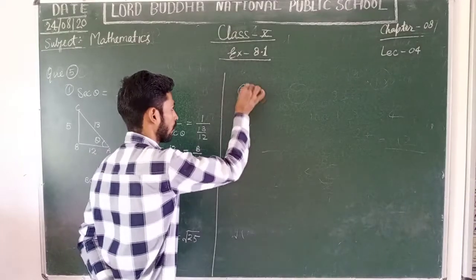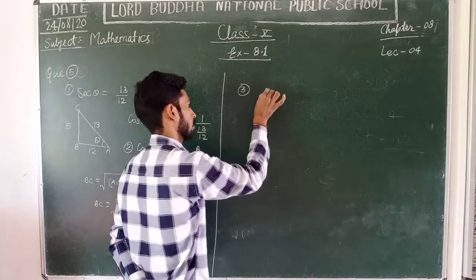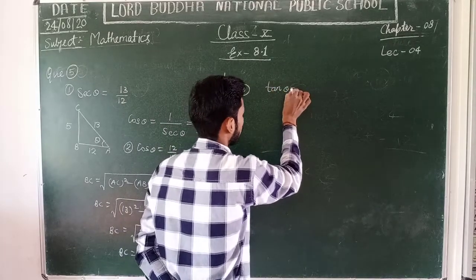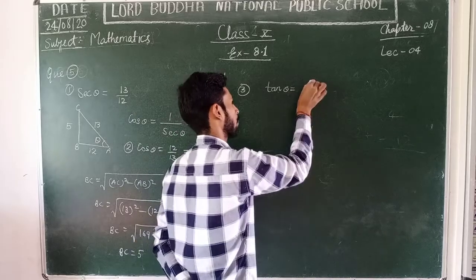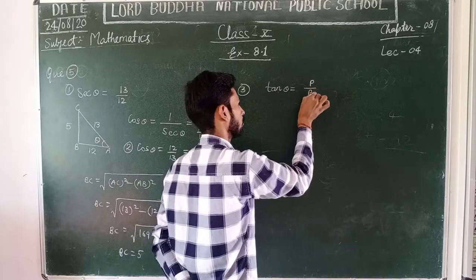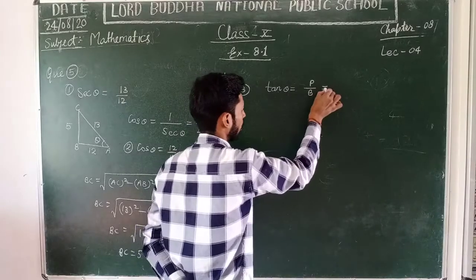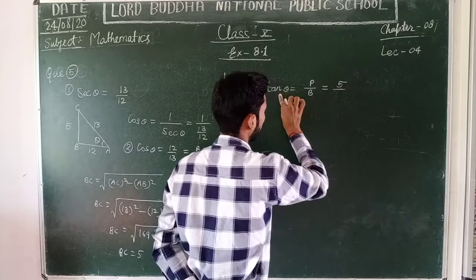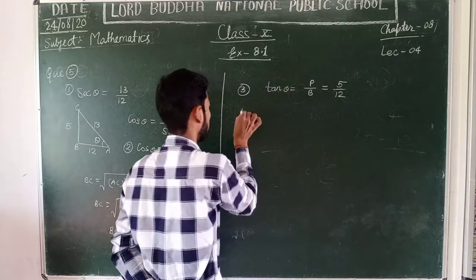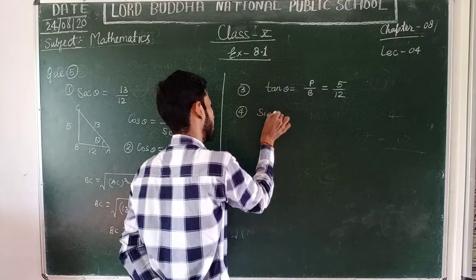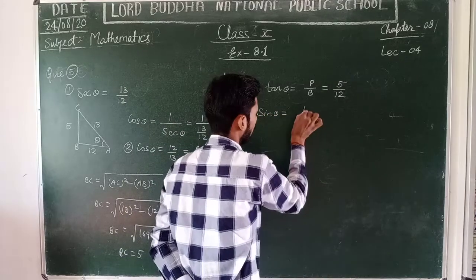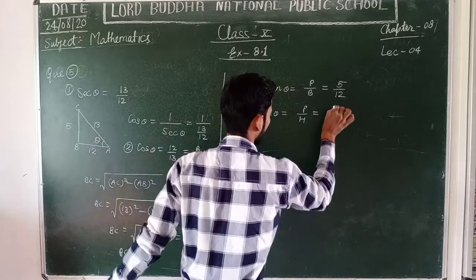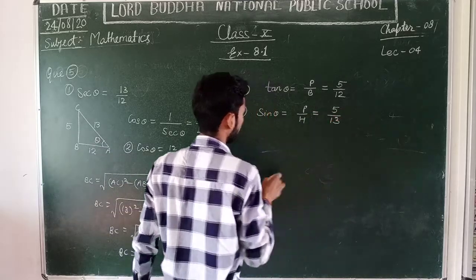So the third trigonometric ratio is tan theta, that's equal to perpendicular upon base. So perpendicular is 5 and base is 12. So here the value of tan theta equals 5 by 12. Fourth, sin theta equals perpendicular upon hypotenuse. So perpendicular in this figure is 5 and the hypotenuse is 13.